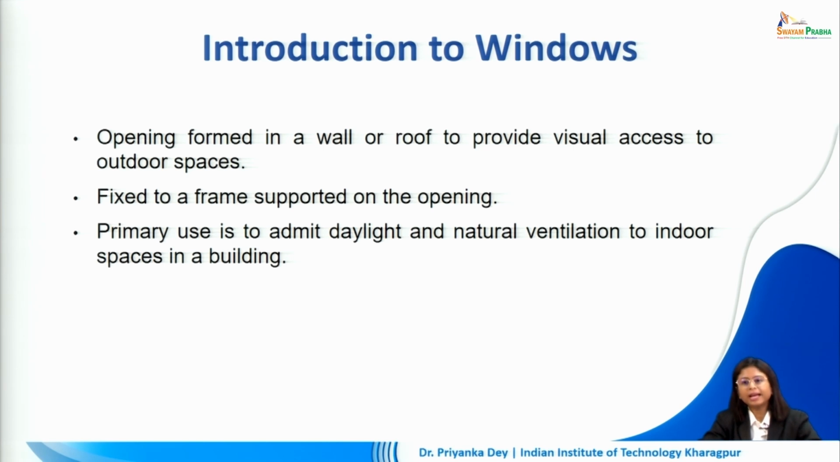Just as a quick recap, what is a window? It's an opening which is formed in a wall or roof to provide visual access to outdoor spaces. It is fixed to a frame which is supported on that opening, and the primary use of windows is to allow daylight and natural ventilation into the indoor spaces in the building.